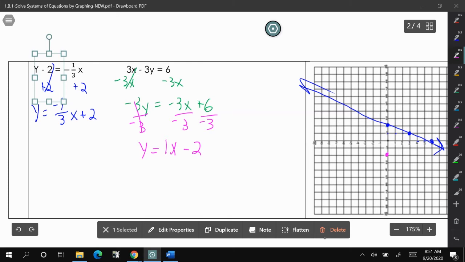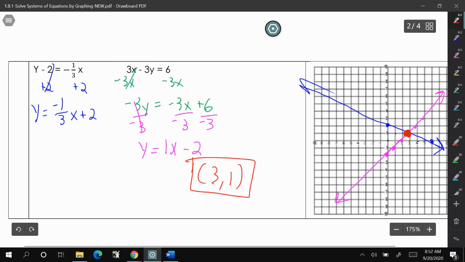Here, start at negative 2, and then we go up 1, right 1. Up 1, right 1. And our line looks like this. And our intersection point is right here at 3, 1. So that is our solution.